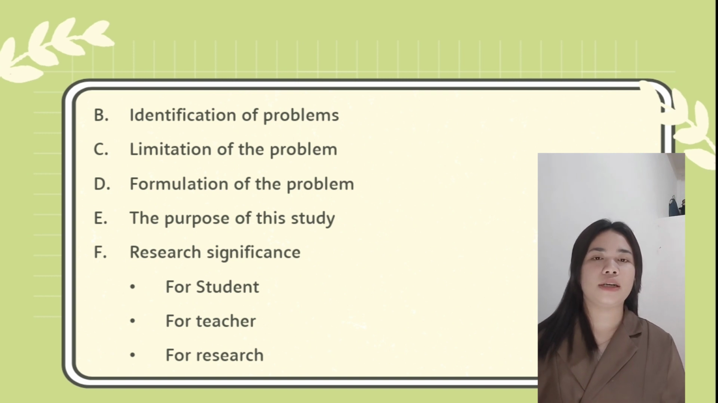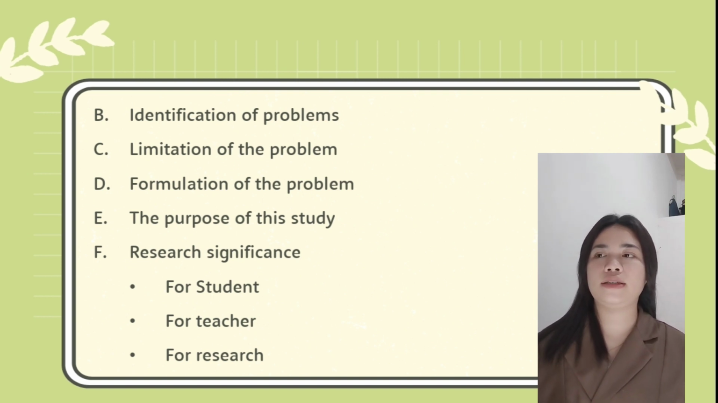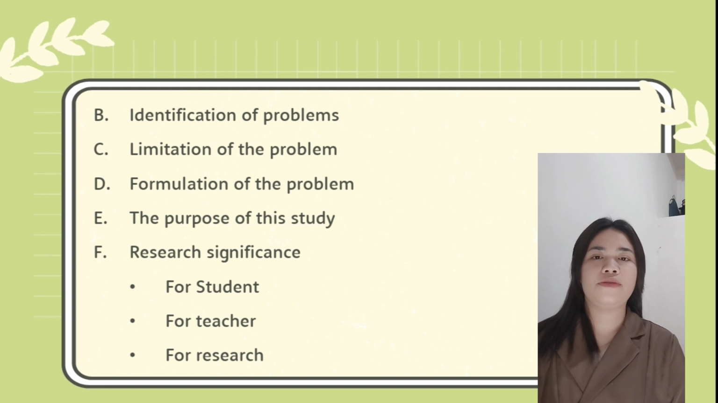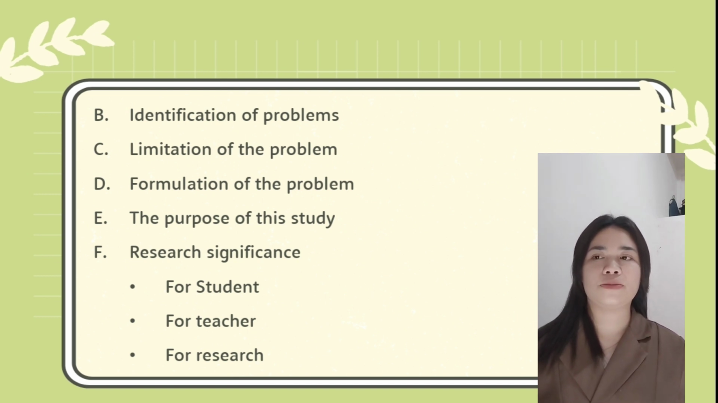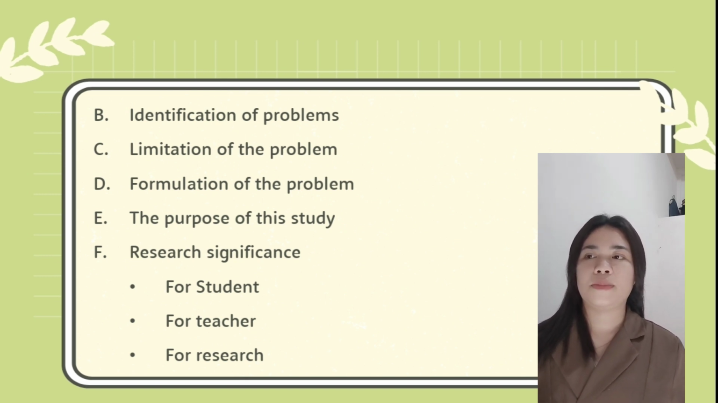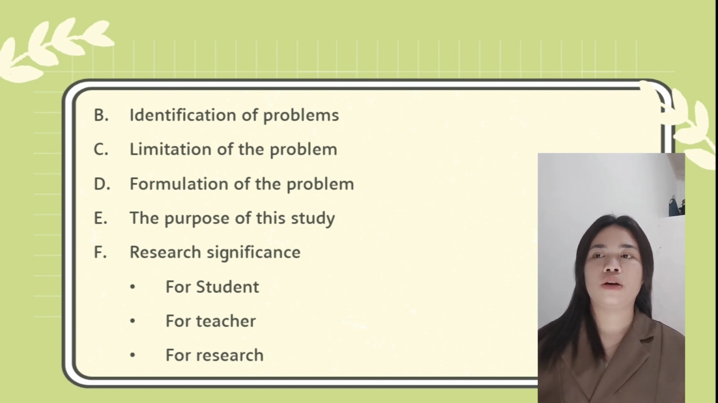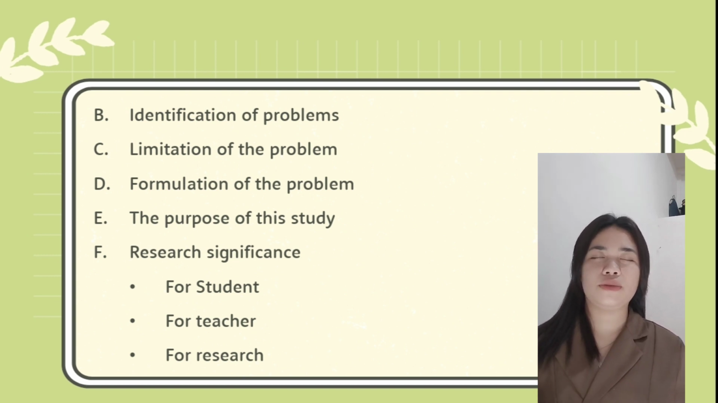Okay, the last part of Chapter 1 is research significance. The first is for students. In this research, the researcher expects to improve student understanding of using grammar concepts. This will help students to understand and use tense properly and effectively in oral and writing.